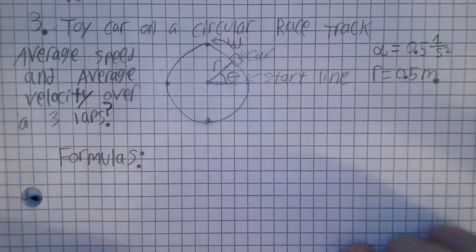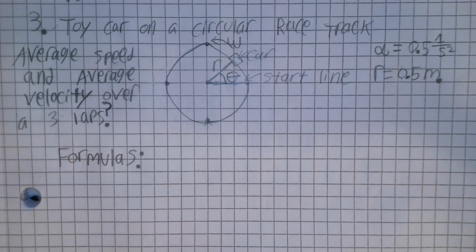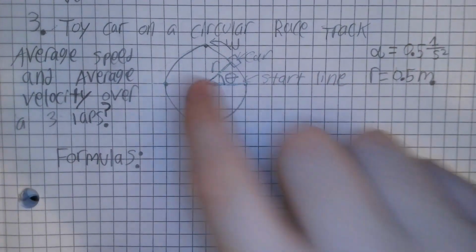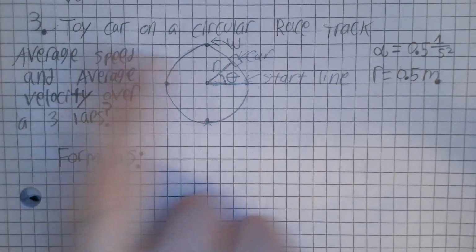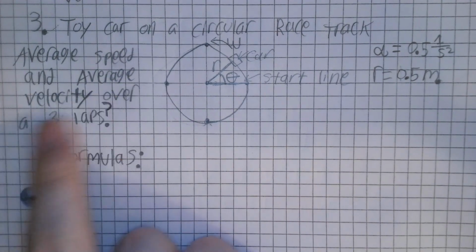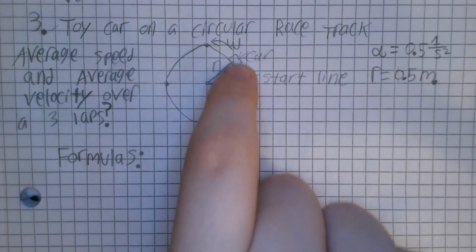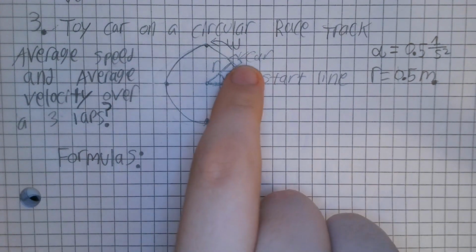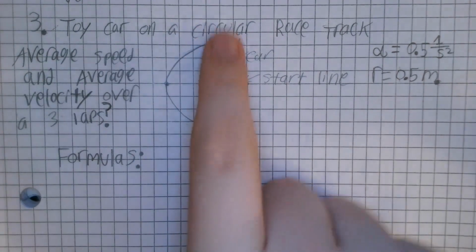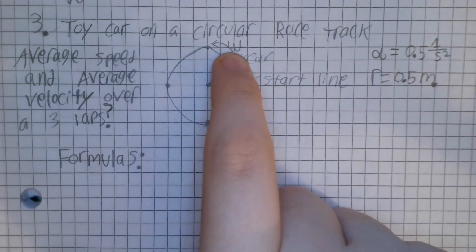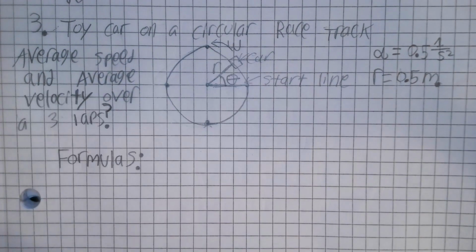This one's going to be significantly more difficult. As for formulas here, it's going to be a lot more tricky. So here we have a toy car on a circular racetrack. I'm going to start there. And we want to know the average speed and average velocity over 3 laps. We'll assume it starts here and then makes 1, 2, 3 laps. It's a uniform circular motion. Okay? We'll have some angular velocity in this direction.